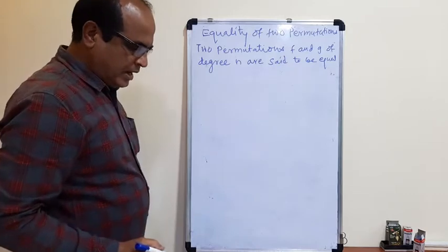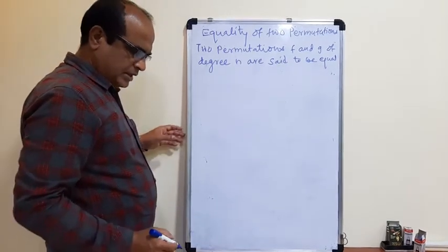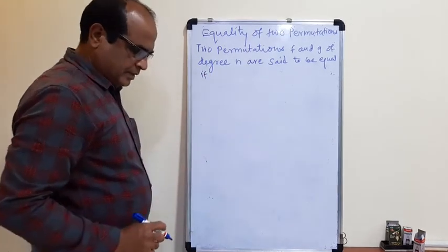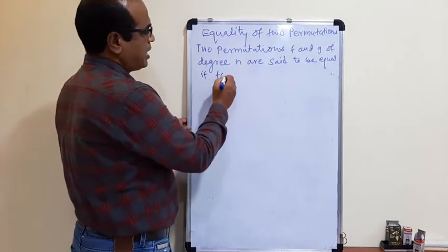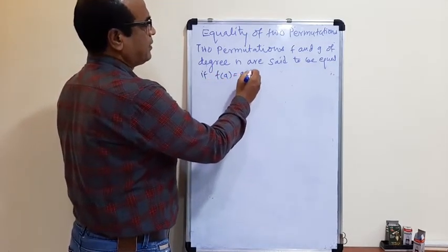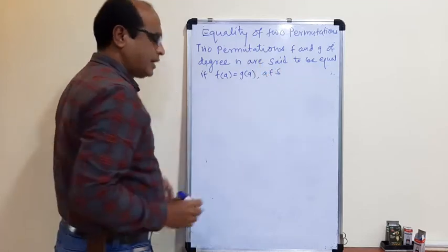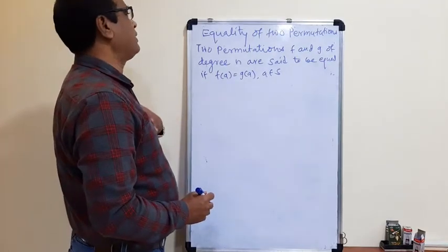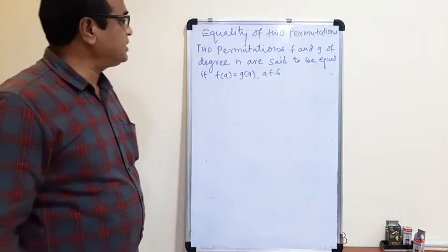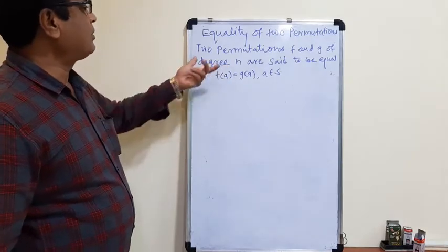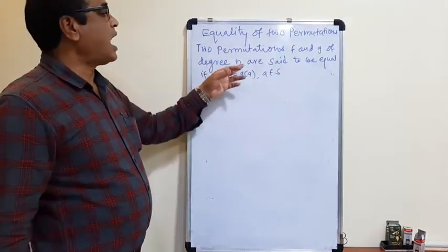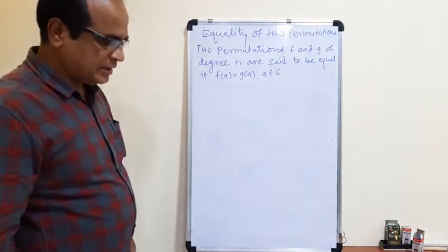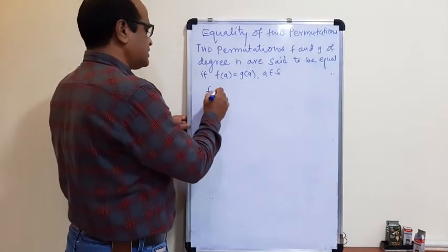Two permutations F and G of degree n are said to be equal if F of a is equal to G of a, where a belongs to S. So this is the equality of permutations. Two permutations F and G of degree n means there are n elements.